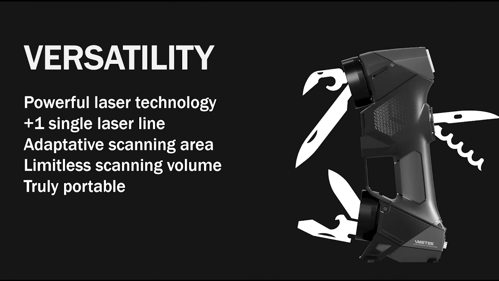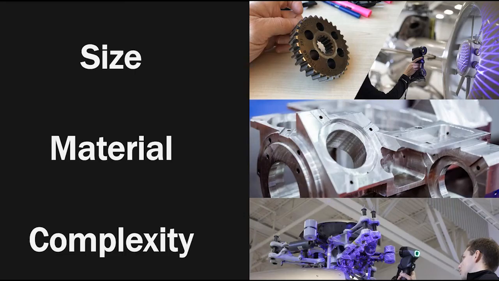Now let's talk about the versatility, a very important differentiator for the HandyScan. So with various features like its new powerful laser, the single laser line, the adaptive scanning area, and limitless scanning volume, and even the true portability, it helps to be the best tool for pretty much every part size, for every material and part finish, and for every part complexity. So regarding shiny surface, the HandyScan Black can capture shiny surface such as machined surface or chrome surface.